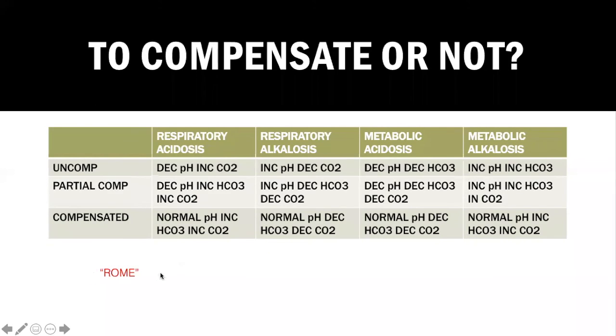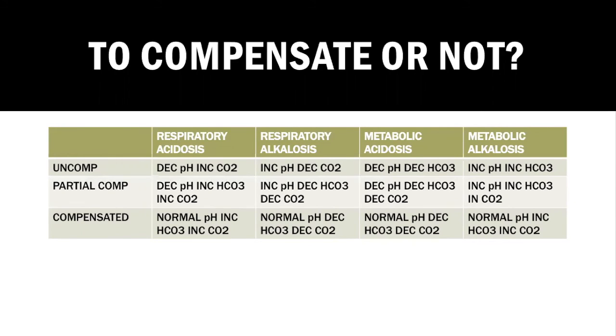If it's partially compensated, then we're going to look for a decrease in pH, an increase in bicarb, and an increase in the carbon dioxide for respiratory acidosis. So as you can see, the two values are going to go up together. With respiratory alkalosis, we know that our pH is increased with alkalosis, and we know that our CO2 is decreased, but also our bicarb will be decreased as well.